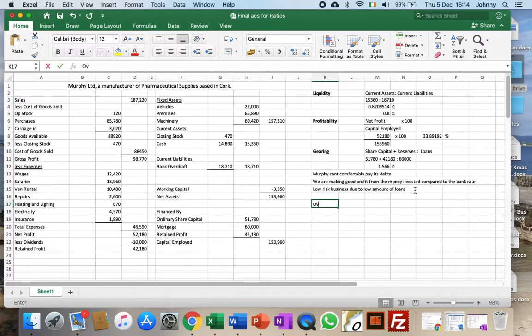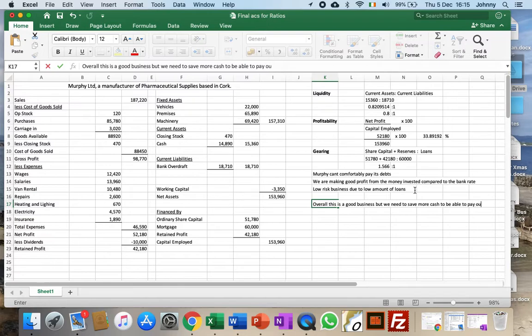So overall, this is a good business, but we need to save more cash to be able to pay our debts. Okay, so I hope that makes a little bit of sense for you.